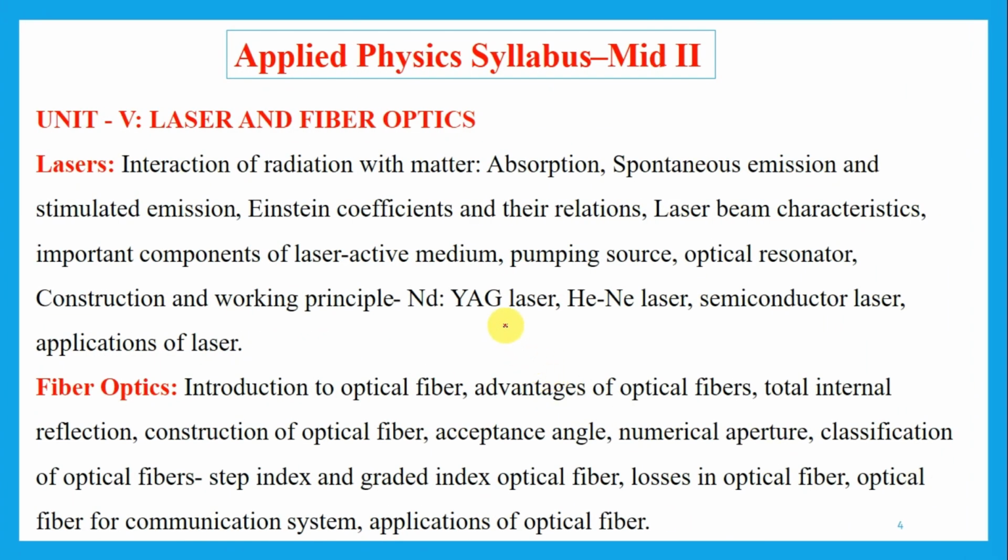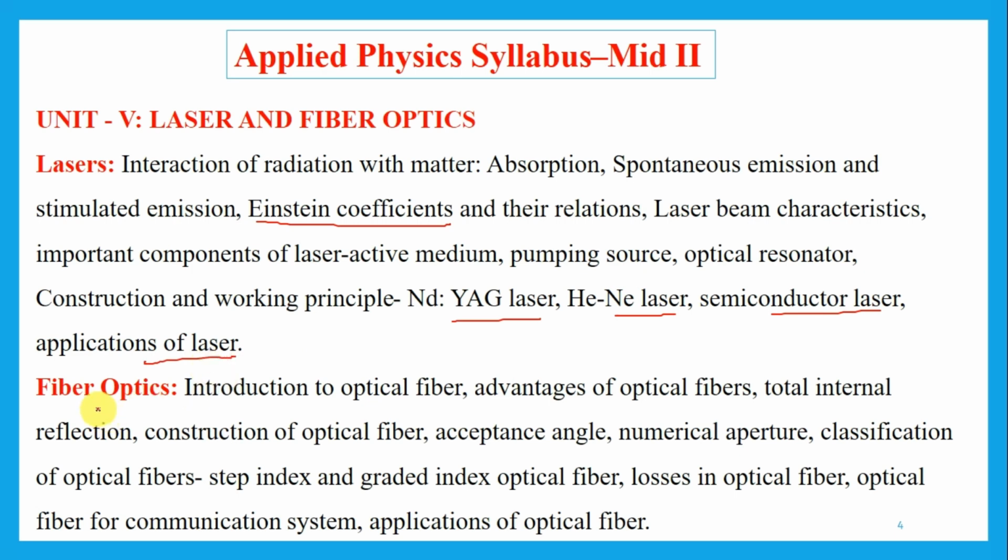Coming to the last unit, that is laser and fiber optics. In laser we mainly have Einstein coefficients, Nd:YAG laser, helium neon laser, and semiconductor laser. Basically these are the possible essay questions. The remaining topics are absorption, spontaneous emission and stimulated emission, then laser beam characteristics and important components of a laser: active medium, pumping source, and optical resonator. Then the construction and working principle of Nd:YAG laser, helium neon laser, and semiconductor laser. Finally we have the applications of the laser.